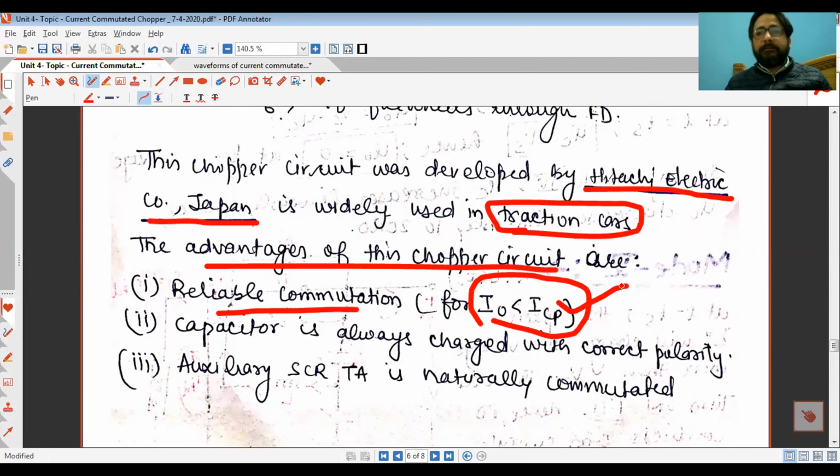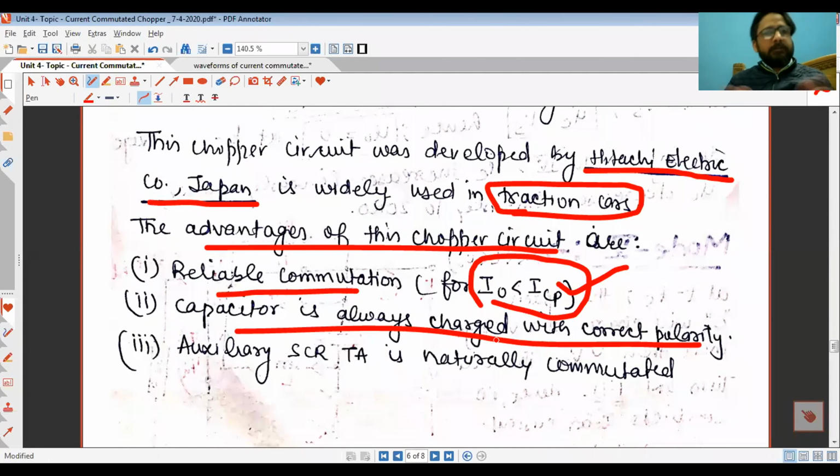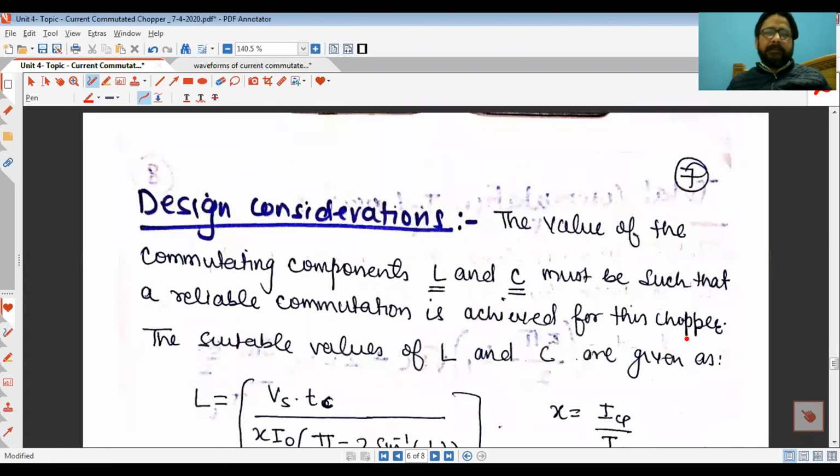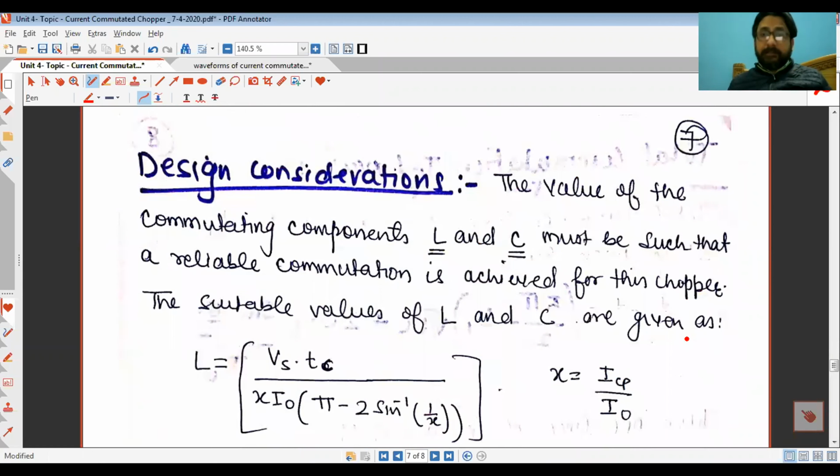Capacitor is always charged with the correct polarity, meaning wherever required, the capacitor charges itself with the required polarity, whether it is with plus Vs or minus Vs or greater than Vs, because the capacitor is connected in such a way that it will charge itself with the right polarity, right? And the auxiliary SCR is naturally commutated, it naturally turns off, so we don't need any other circuitry to turn off the auxiliary SCR, right?